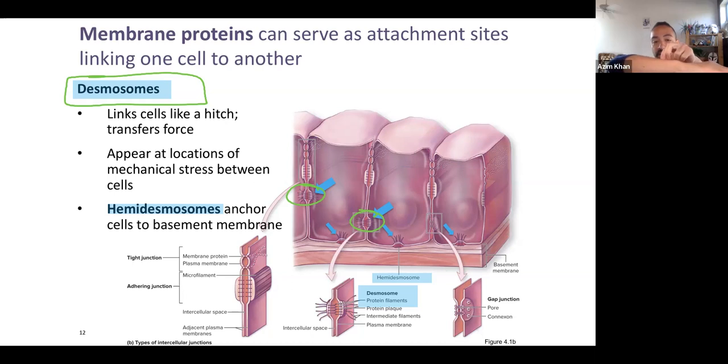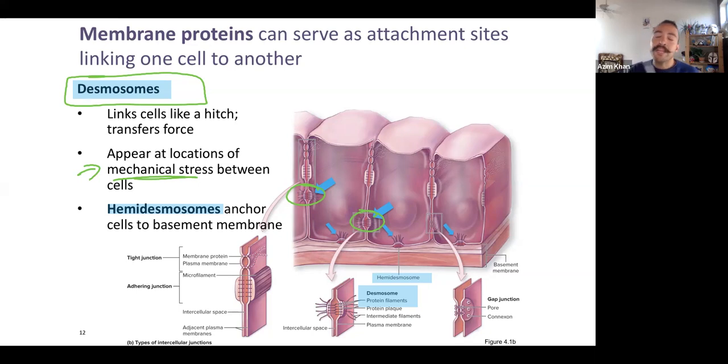When our cells are linked together, if one pulls, then the rest are pulled with it. That ensures that even with some force on our body, our cells stay together. There's obviously some limits to this, but we don't want our cells to just rip off from one another so easily. We want some resilience between our cells. That's what these desmosomes allow for. They appear at locations of high mechanical stress, which is a lot of places in your body, especially in your skin and many of your tracts.